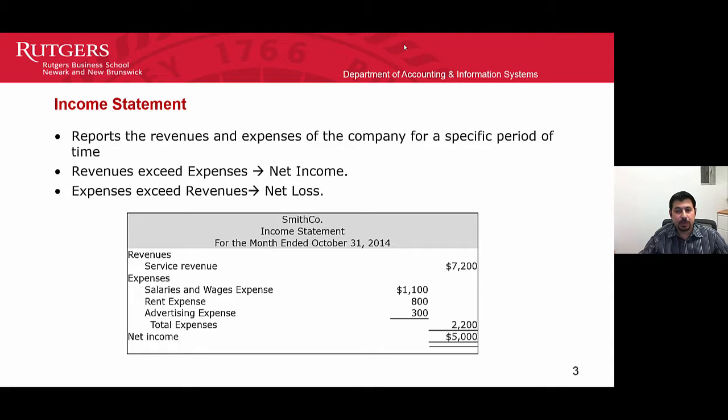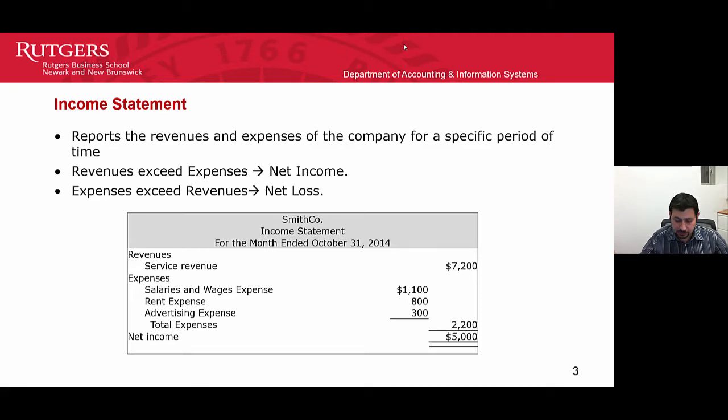Basically, it lists the revenues and the expenses of the company. It's all the revenues minus all the expenses, and that will give us the net income or net loss. In cases where we have more revenues than expenses, we'll end up with net income. When we have more expenses than revenues, we have a net loss.